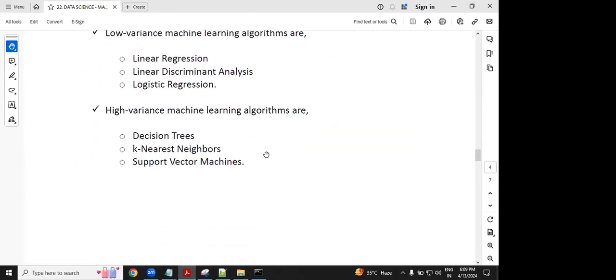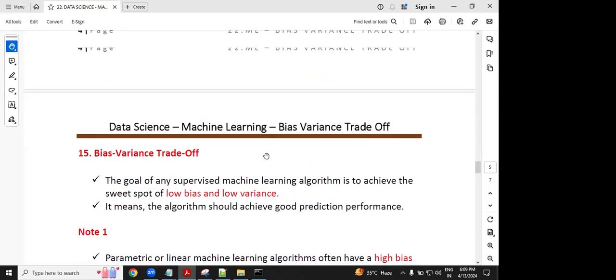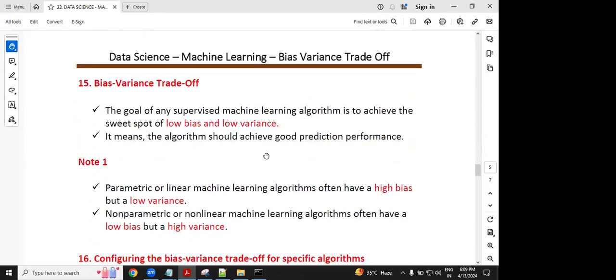You need to focus on this. I hope I already told this point. What is the point? Bias variance trade-off. The goal of any supervised learning algorithm is to achieve the sweet spot. What do you mean by sweet spot? Low bias and low variance. Any type of ML algorithm will try to achieve that target; it may or may not achieve it based on the problem statement. It means the algorithm should achieve good prediction performance.